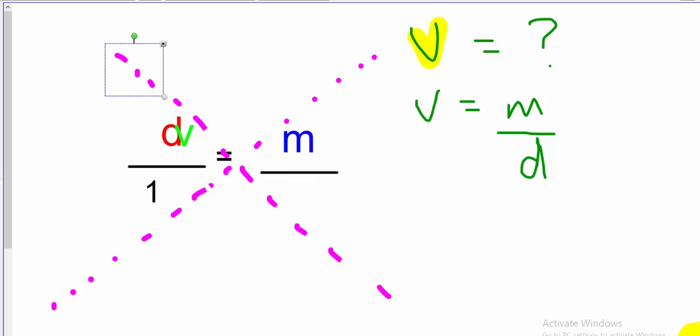I hope this is helpful in helping you rearrange formulas. This is good practice for you, and notice that you don't need to memorize 3 different formulas for density. You just need to know density equals mass over volume, and then using your tricks and your strategies, you can rearrange any formula, including this one, to solve for the other 2 variables.